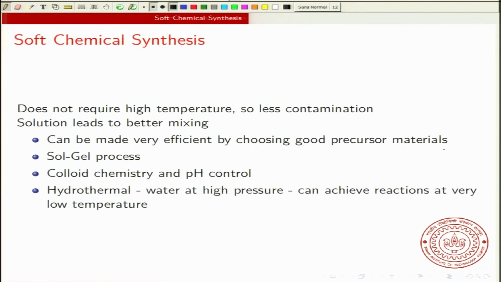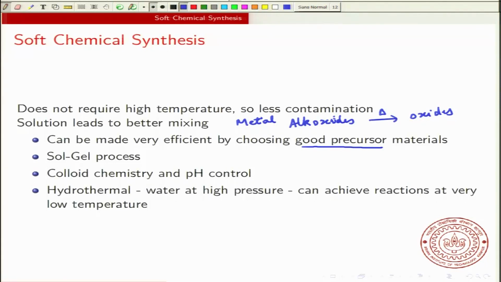So, for example, if you want to make an oxide, you can use something like alkoxides as precursors. When you heat them, you get oxides. So you can start with an alkoxide as a precursor of whichever metal you have. You have your metal alkoxide, you heat it and you get oxides. So this is one very simple example of using a good precursor material, and you do not have to heat to very high temperatures to get your oxide.